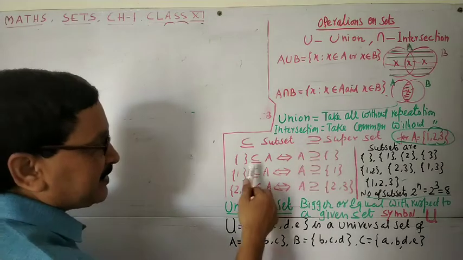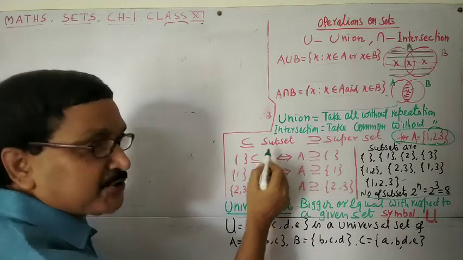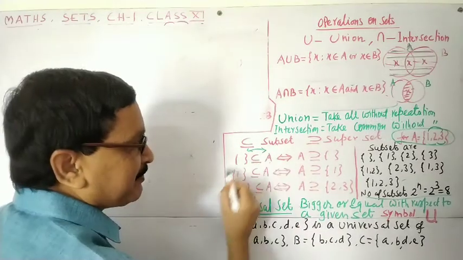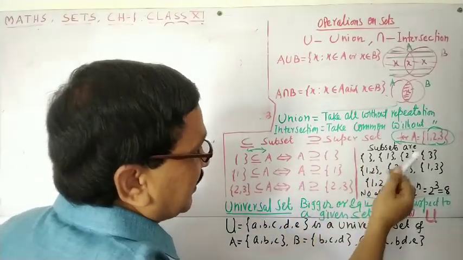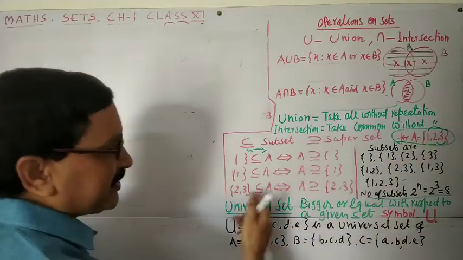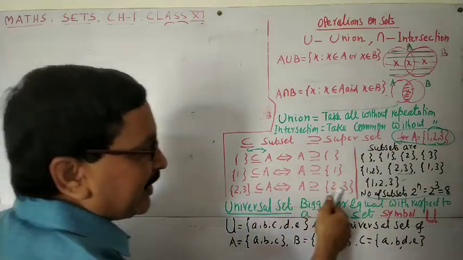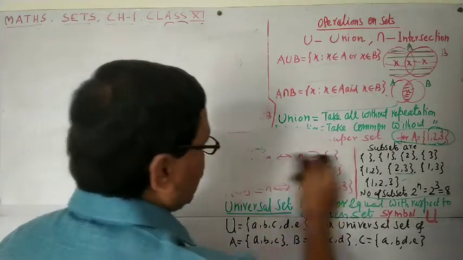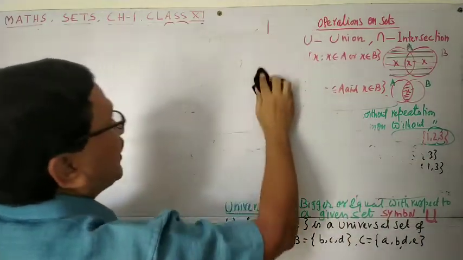So this empty set is a subset of A. At the same time, subset means chota, superset means bada. Vice versa, this phenomenon is called vice versa. A is a superset of this empty set. {1} is a subset of A, and A is a superset of {1}. Similarly, taking {2, 3} at random, {2, 3} is a subset of A, and at the same time A is a superset of {2, 3}. So subset and superset are both vice versa type things. So these are clear to you now.